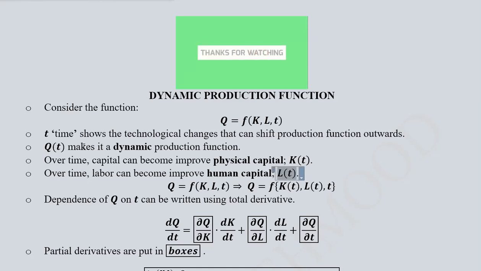So you see, capital and labor both are also now considered to be variable over time. So this output is a function of capital, labor, and time. And now we can say that capital is also dependent upon time and labor as well. So instead of writing simple capital and labor, we have written them in terms of time.